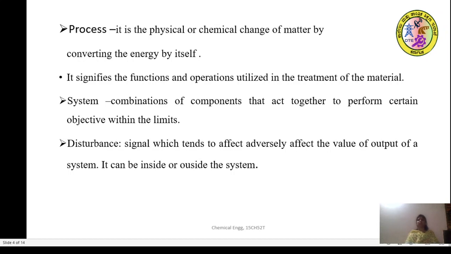So what is a disturbance? A disturbance is a signal which tends to affect adversely the value of the output of the system. It can be inside the system or outside the system. Inside the system, maybe some fault in the components of the particular instruments. Outside the system, in the sense it may be any process variable. It could be pressure, temperature, specific gravity, viscosity or density, etc. So it is some sort of a disturbance to a system which adversely affects the output value of the system. That's why we say that it could be inside the system or outside the system.